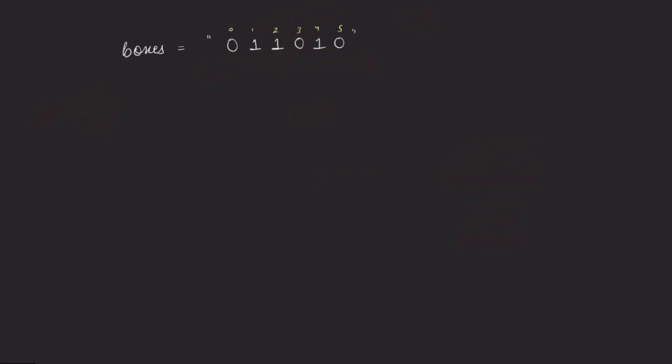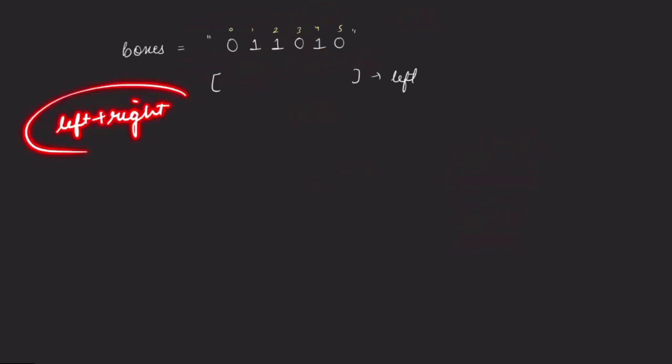So first, let's find out for the left. If I am at this particular index, then towards its left, whatever balls I have, I will find out how many moves are required for moving all those balls to this particular index from the left. Then similarly, I can find out from the right. And once I have that, I can simply add those values, and I will get the total moves required for that particular index or box.